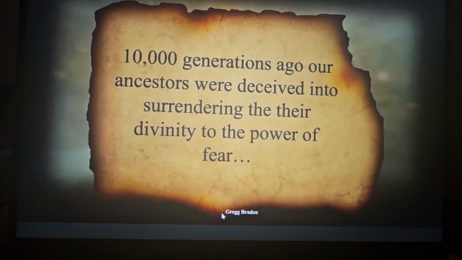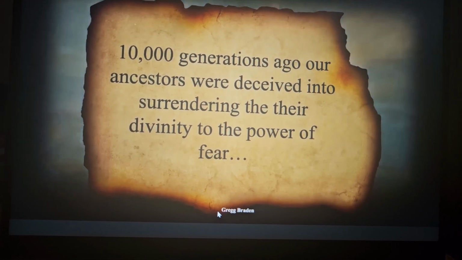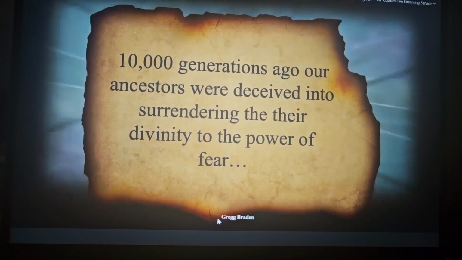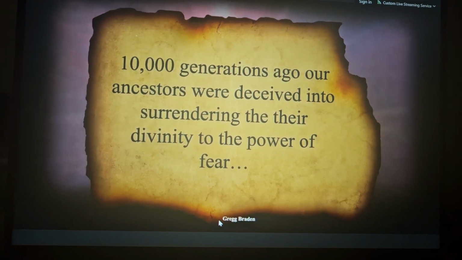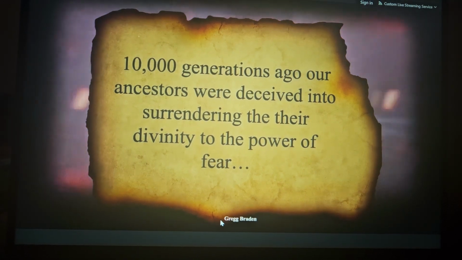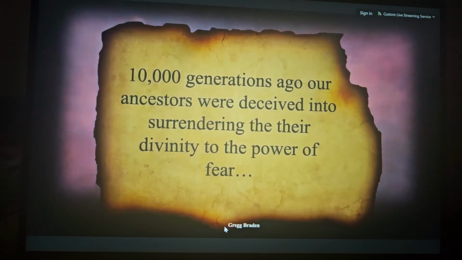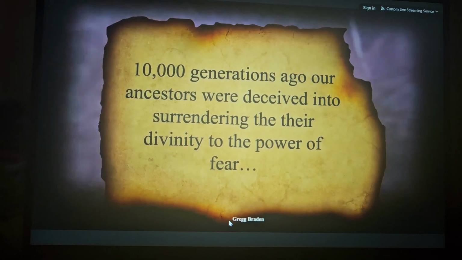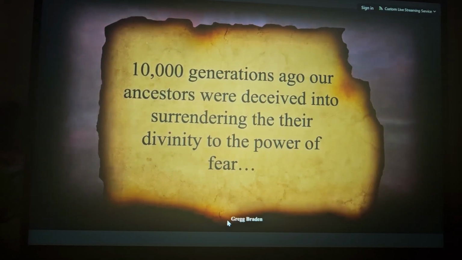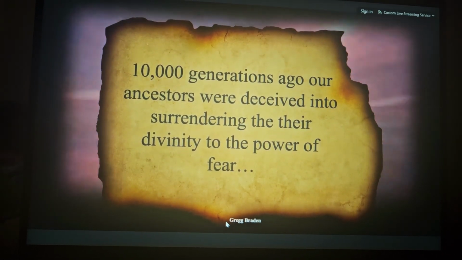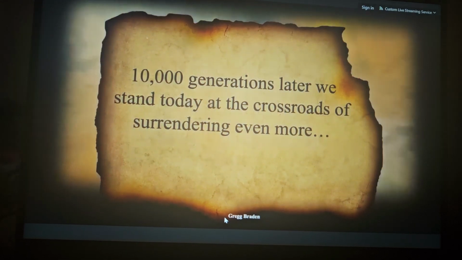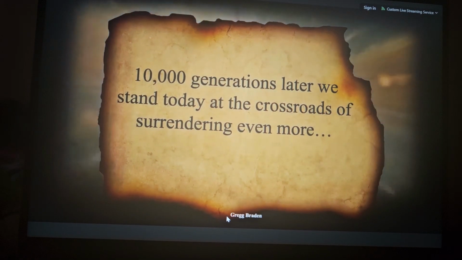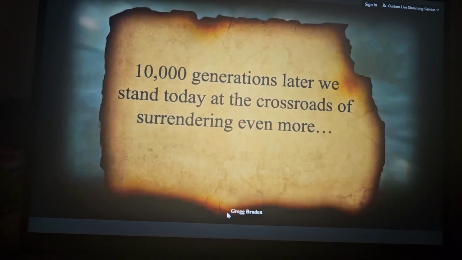10,000 generations ago, our ancestors were deceived into surrendering their divinity to the power of fear. And there are all kinds of books and texts that describe how that happened and why it happened. The point is that our divinity is still with us today. 10,000 generations later, we stand today at the crossroads.